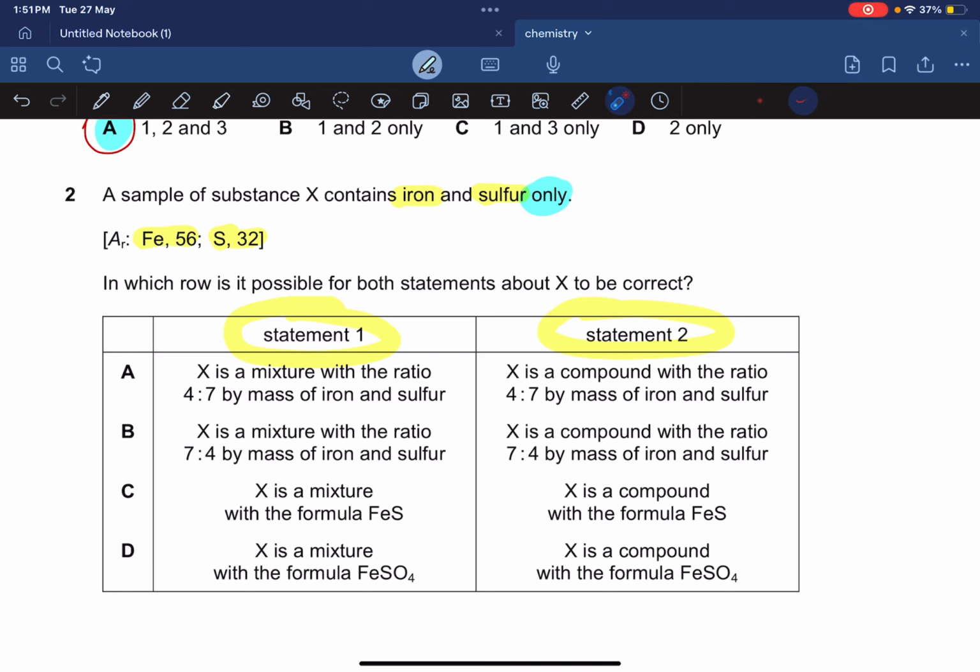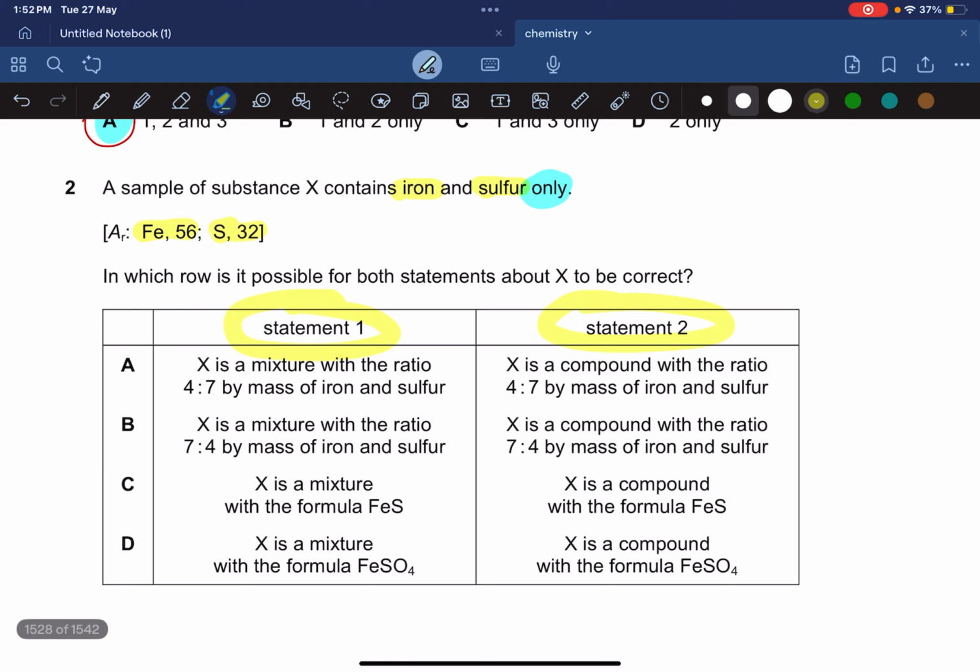Okay, let's see. X is a mixture with the ratio 4:7 by mass of iron to sulfur. And X is a compound with the ratio 4:7 by mass of iron to sulfur. If it's a little difficult to process, over here they're talking about X being a mixture, over here they're saying X is a compound. In the first statement, they say the ratio is 4:7 of iron to sulfur, and over here again it's 4:7 for iron to sulfur.